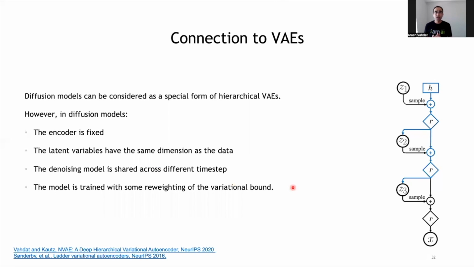So far, I talked about diffusion models in general. Now let's talk about the connections between diffusion models and VAEs, especially hierarchical VAEs. One example of hierarchical VAEs is NVAE, a work I did a few years ago. In hierarchical VAEs, we have this deterministic path. You can think of just a ResNet that generates data X at the end. This is just a generative model.